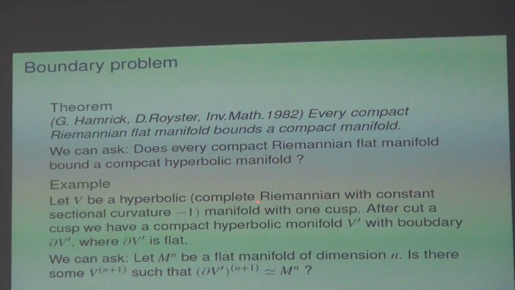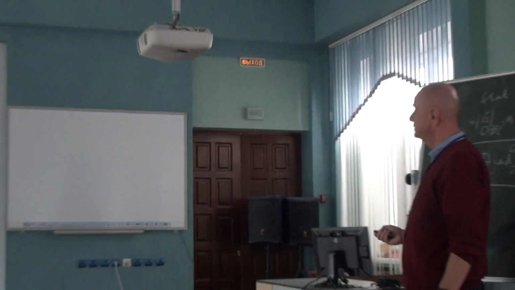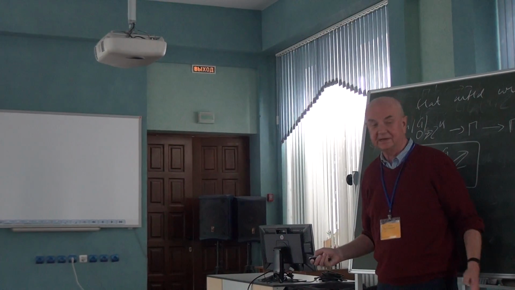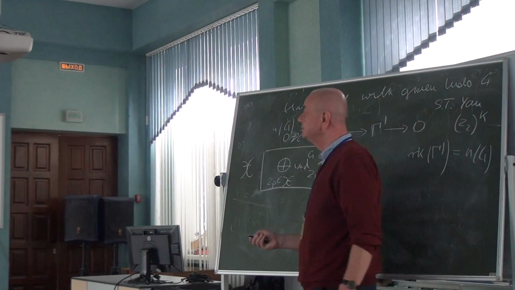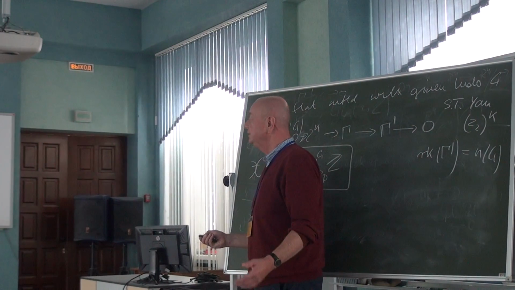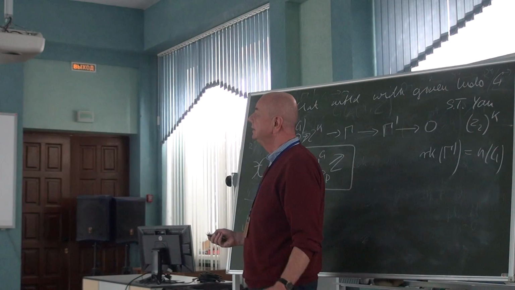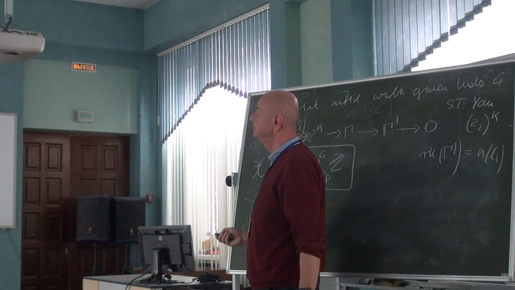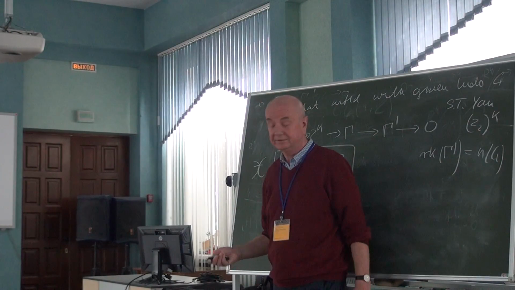If you take a hyperbolic manifold with one cusp, as is here, and you cut the cusp, the boundary is a flat manifold. And the question is, if we take flat manifolds of dimension n, are there some hyperbolic manifolds with one cusp such that if we cut this cusp, we get exactly this flat manifold?